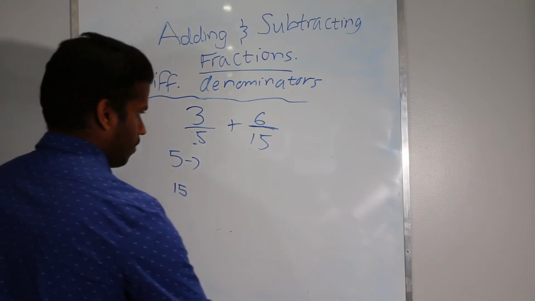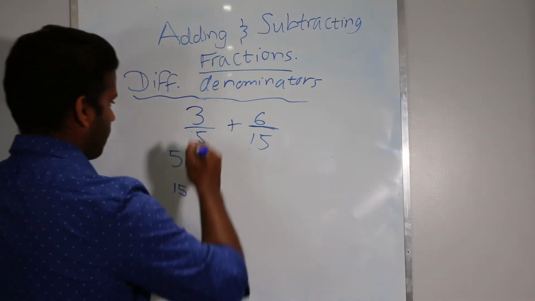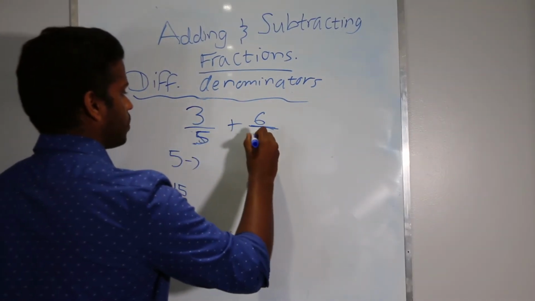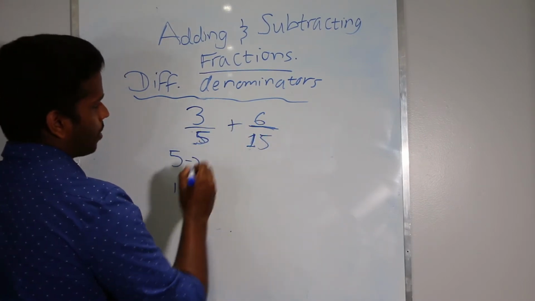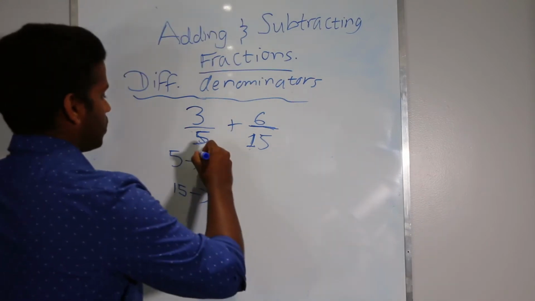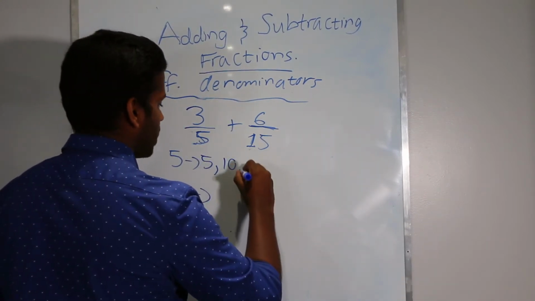So it's 3 over 5 plus 6 over 15. So we put our denominators. Now we're going to find our multiples. So I'm just going to list it because I already know the answer.